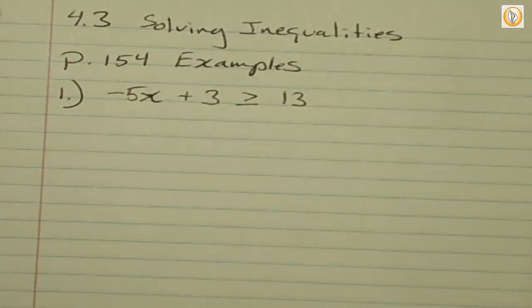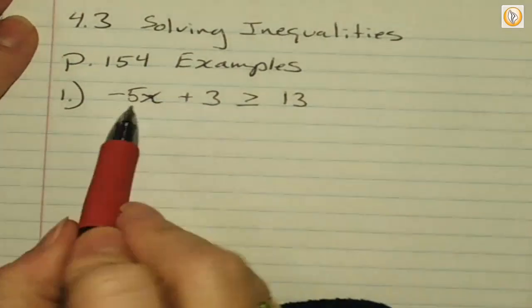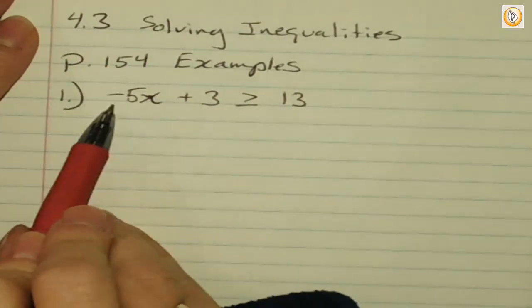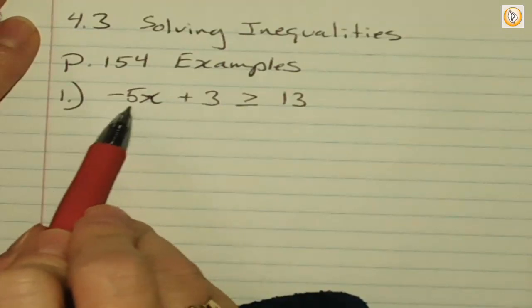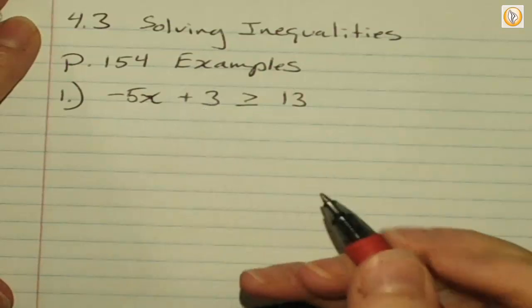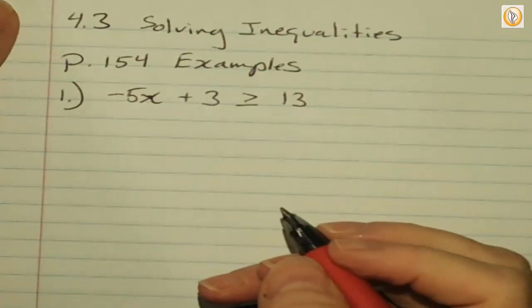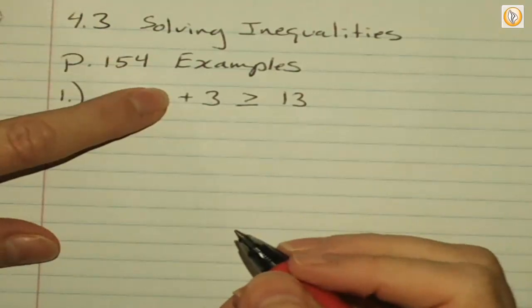All right, so back when we were doing regular intruder alert and solving for the variable, isolating the variable, we talked about how this is the x. This negative 5 is one of the intruders. It's being multiplied. Here's the other intruder. It's being added. So which one are we going to get rid of first? The 3. That's right. We're going to get rid of this 3.